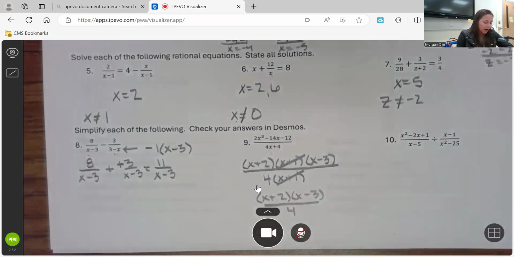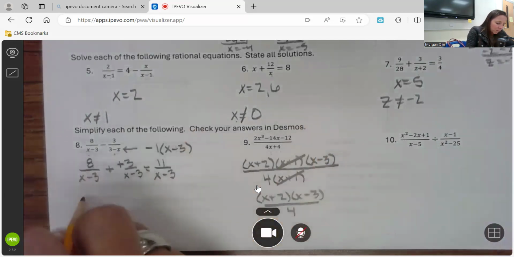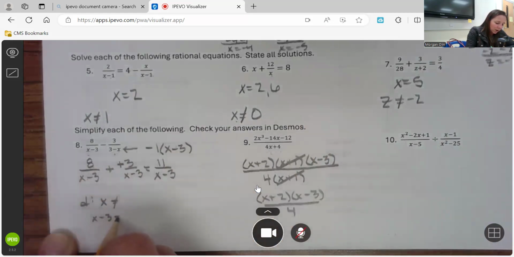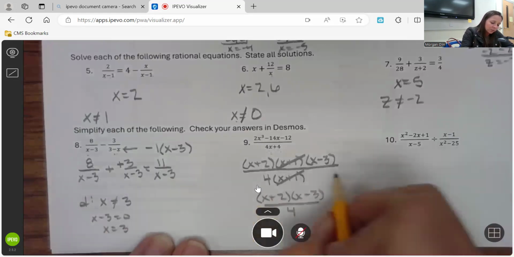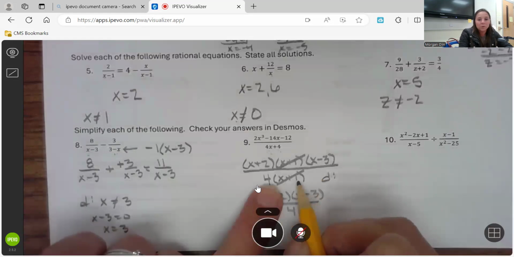Now, when we talk about domain here, and I should have talked about it here, the domain, x can't equal, when I set the denominator equal to 0, x minus 3 equal to 0, and I solve, I get x equals 3. That means x can't be 3 or it makes that denominator 0. So for this one right here, the domain, you have to look at it before you cancel it out.